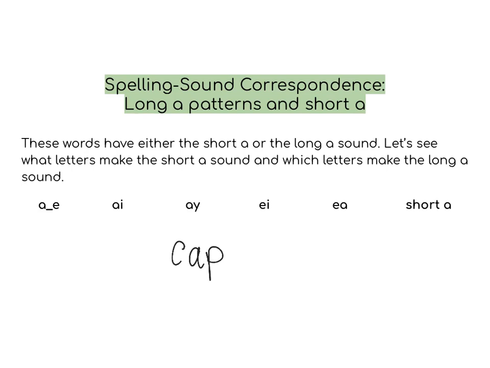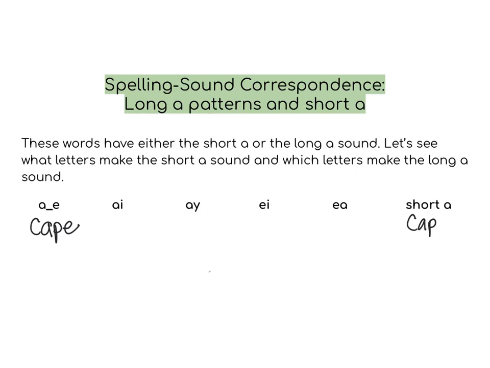I hear the short A in cap. Let's look at the word cape. You hear the long A sound in cape. What makes the long A sound in cape? It's this A consonant and silent E. So I'm going to go ahead and write cape over here. I'm going to write cap under the short A sound.